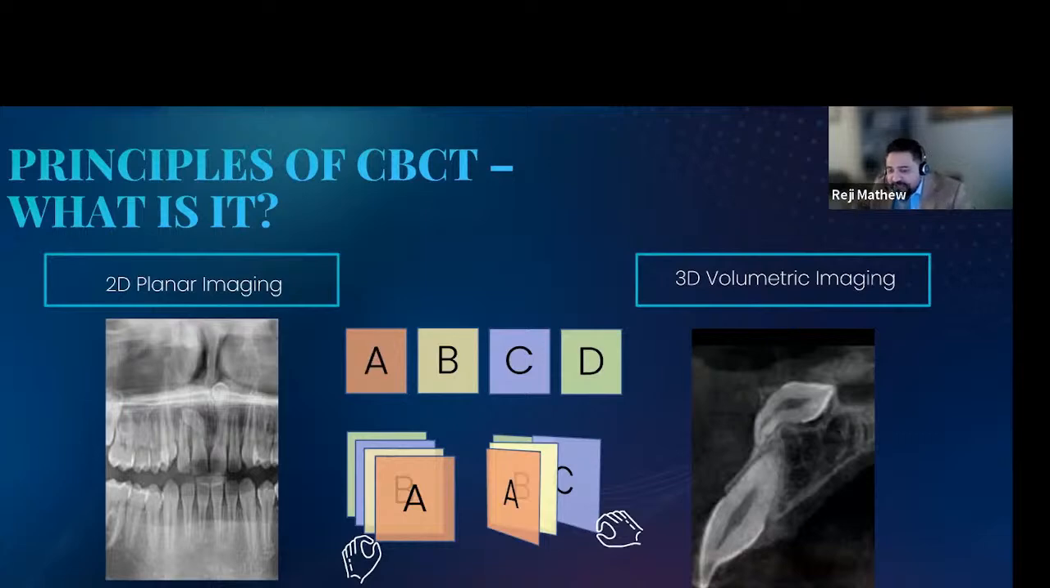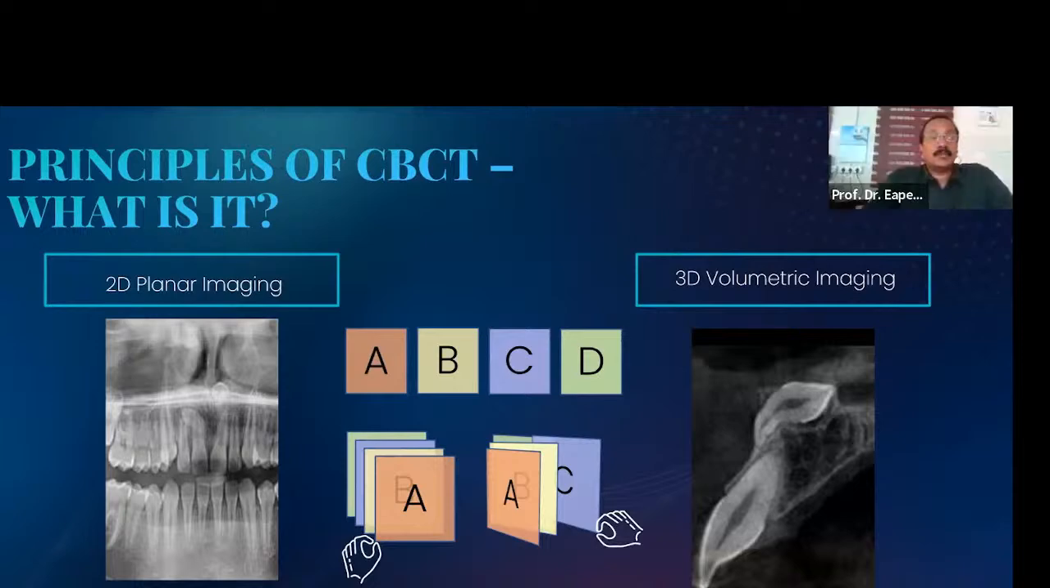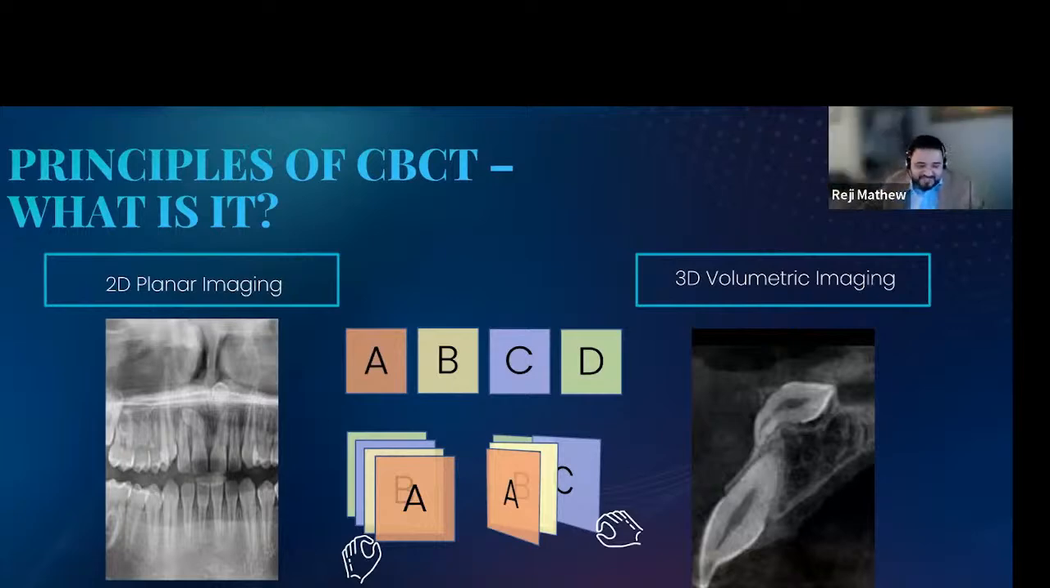Now, let me begin with the principles of cone beam CT. Am I rushing fast? Is it audible? Am I going a little faster? I have a lot of slides. You are very audible and you are moving at the right pace, doctor. Okay, thank you, please proceed. Sir, I appreciate it. Thank you so much.